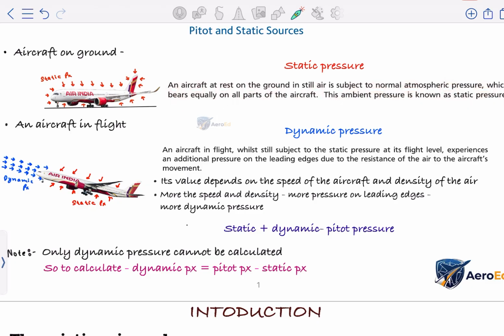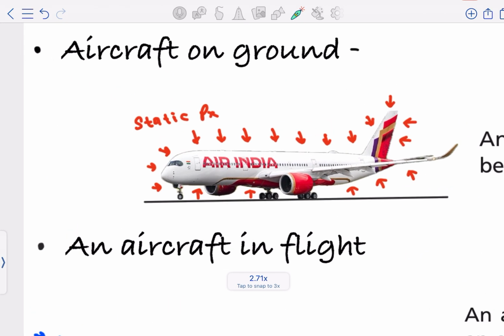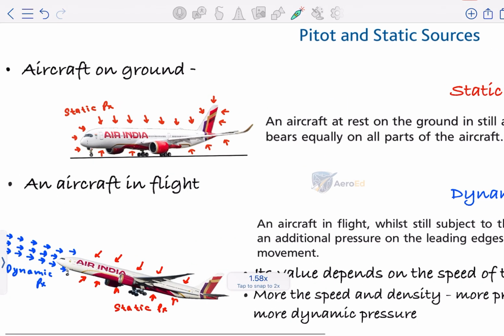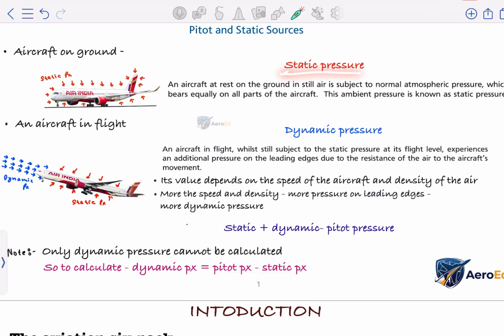What this sentence is saying is that when the aircraft is on the ground and in still air, it means the air molecules around the aircraft are still and not moving. That means the aircraft is subjected to normal atmospheric pressure. So the air molecules around the aircraft exert pressure on the aircraft, which is called the static pressure, and it is equal on all the parts of the aircraft. This ambient pressure is known as static pressure.